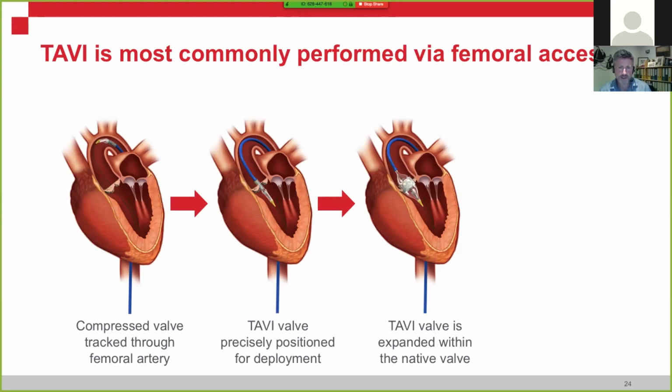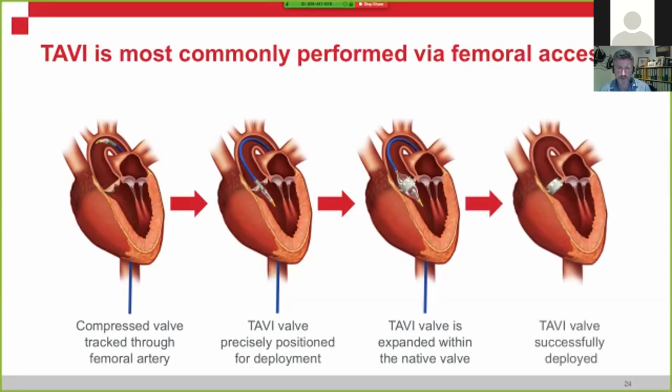The sizing and the workup of these patients is very, very critical in terms of making sure that you get the right size valve so that it sits comfortably within that aortic annulus. Once it's been deployed, the balloon is deflated and the catheter withdrawn, and you're left there with the TAVI valve in situ. So it all looks very, very simple and straightforward.